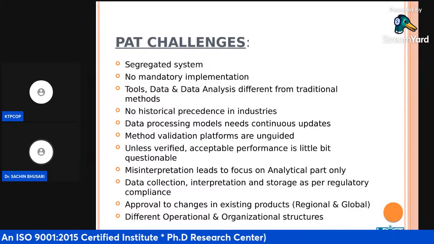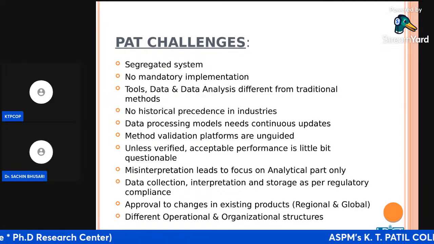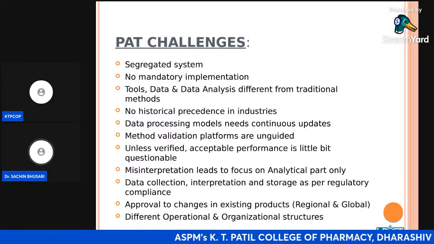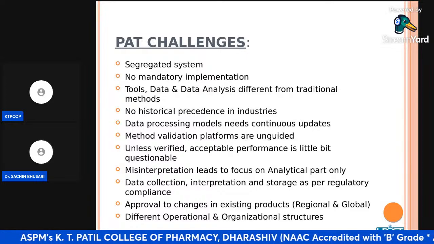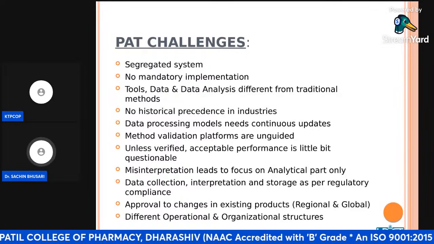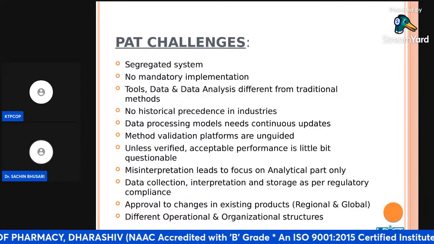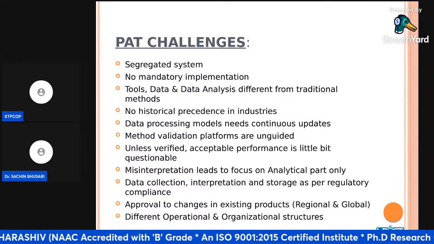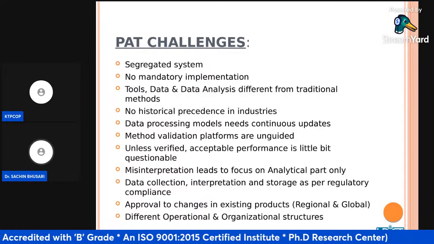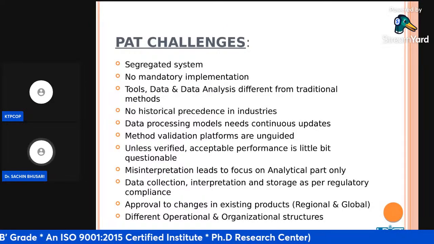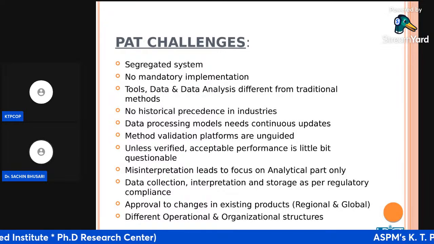Now, approval to changes in existing products. We all are in approved products. If you want to change any little bit, even a polymer or an excipient, it is not in your hand. Once you submit the product, if you want to even change the excipient, you have to take permission. You have to fully validate every product every time. So post-approval changes in an existing product are difficult, and PAT tells you only online data.